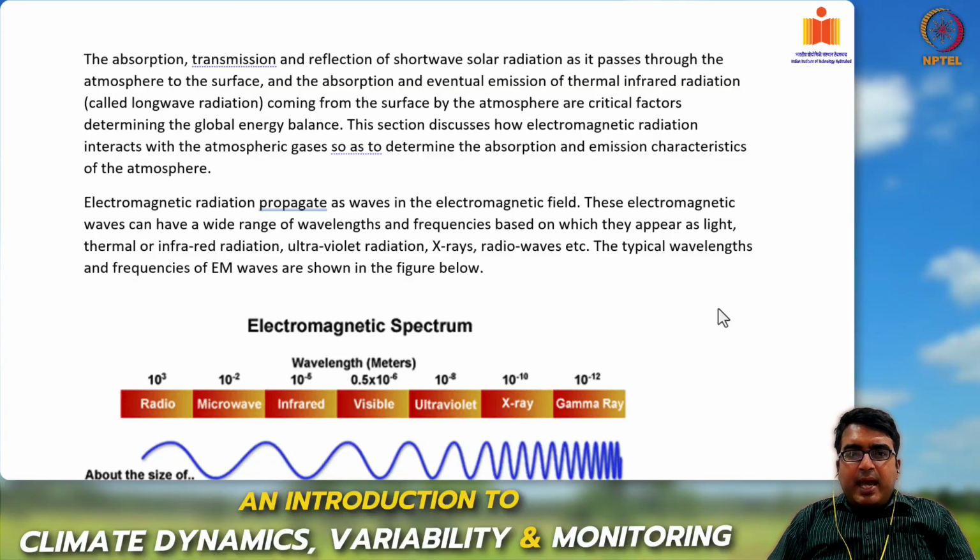Good morning class, and welcome to our continuing coverage on climate dynamics, climate variability and climate monitoring. In the previous class, we started our discussion on understanding the electromagnetic spectrum in a little bit more detail, eventually going into how to model radiative transfers that are going on in our planetary atmosphere.